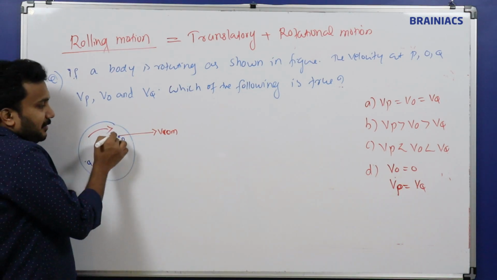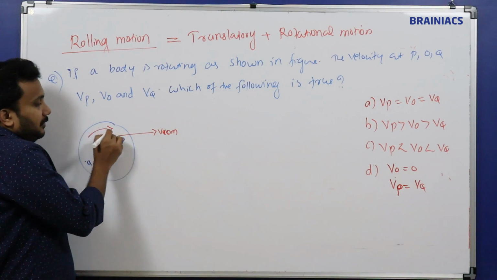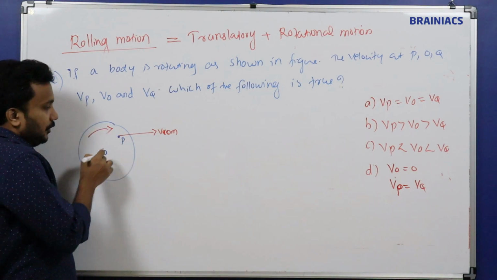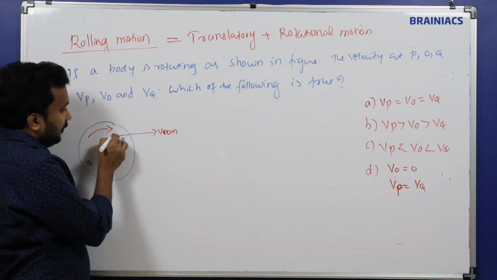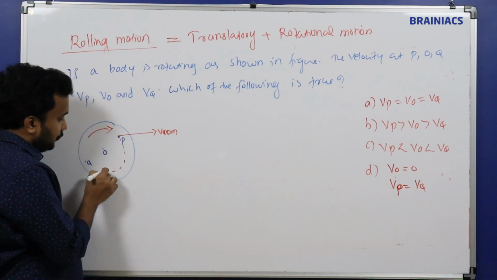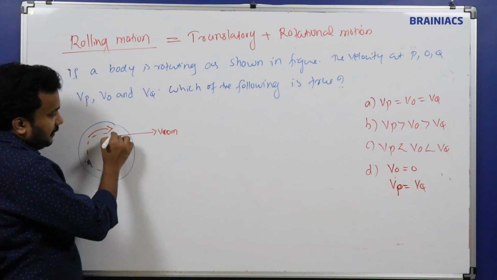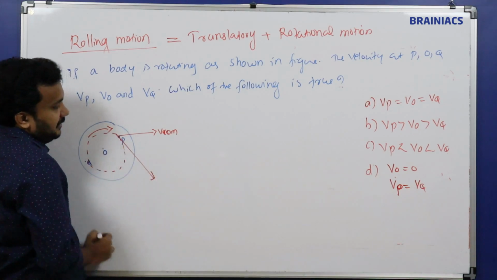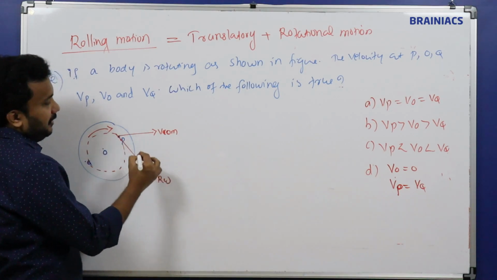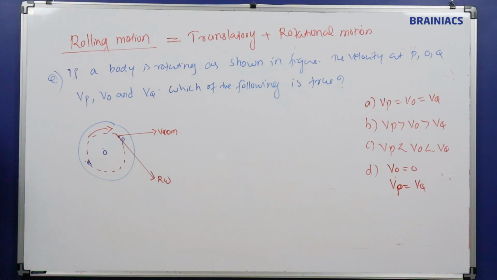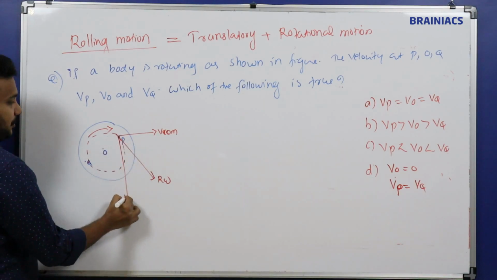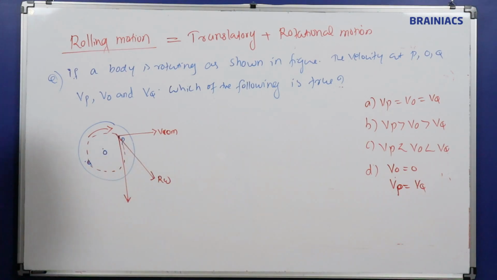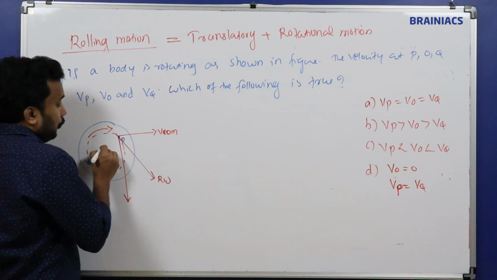Tangent will come perpendicular. Now, when we come to point P, we can assume it's like a circle like this. So this is the tangent, which is r omega. For this we can consider a vertical axis. This is just our consideration only.